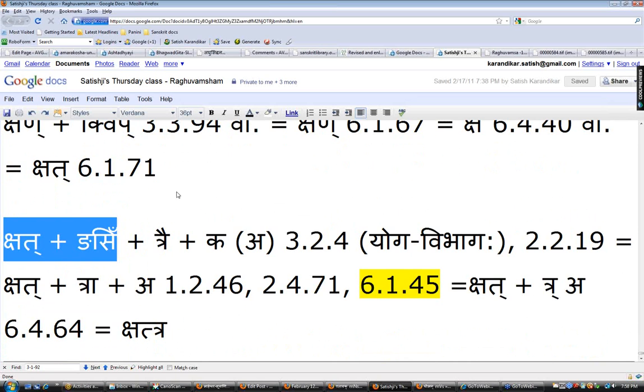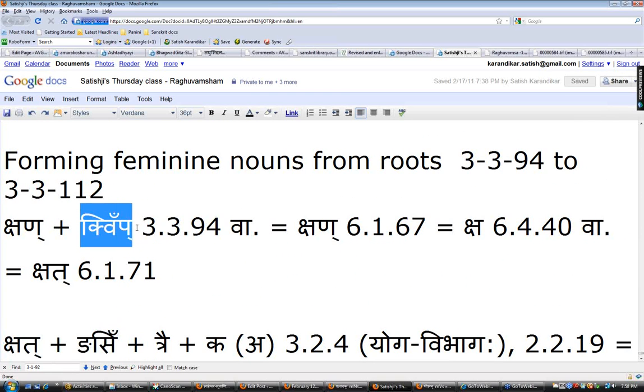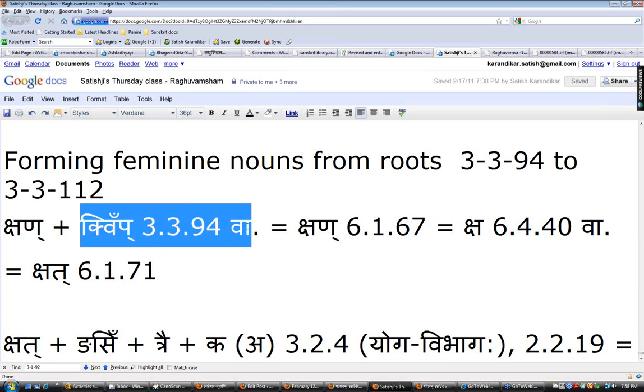So you already used that. So one more time, the dhatu was kshan, kshan plus quip, from the Vartikam. So here itself we have a problem. We need a Vartikam, because of Striyam tin, we need to use the Pratyaya quip.